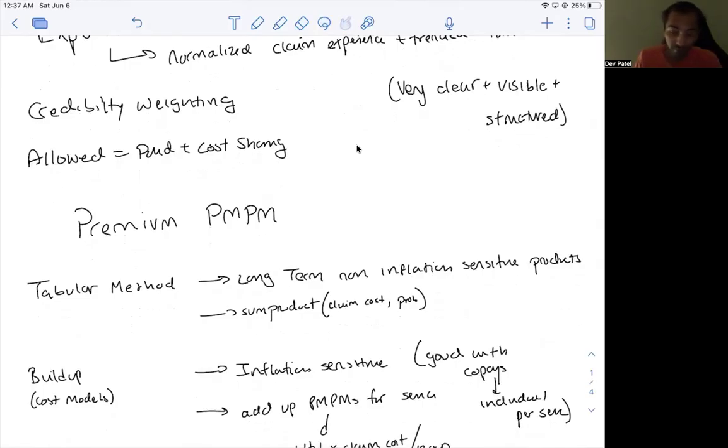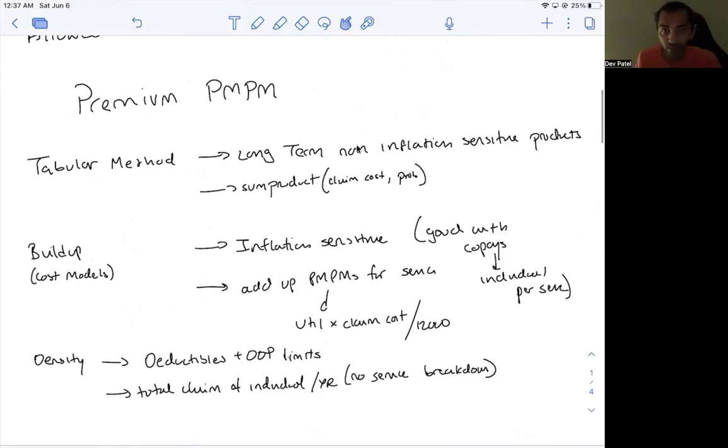Now you also have a build-up method. For the build-up method, you use it for inflation sensitive products. You add up the PMPMs for the individual services. So it's good when you have copays, because you can apply that individually per service. So you may have a copay per service, you apply that to that service itself, and then you add up all the PMPMs for each service to get to your overall total PMPM.